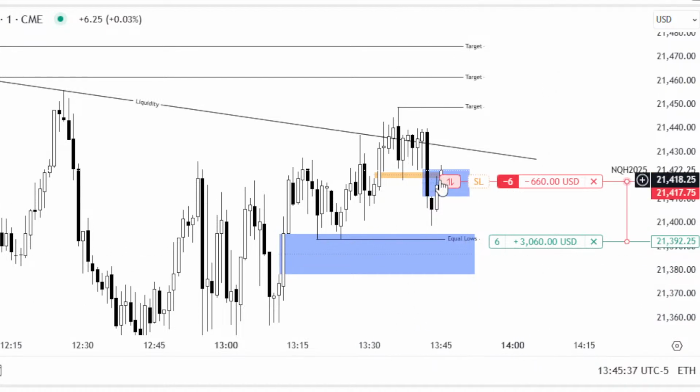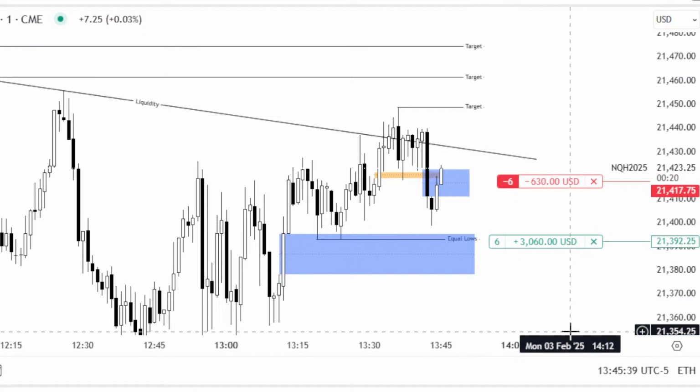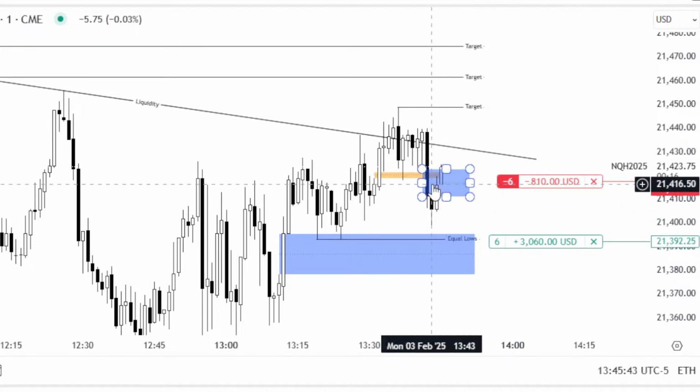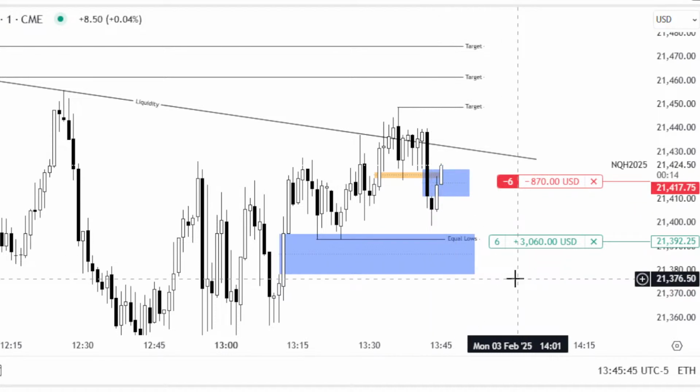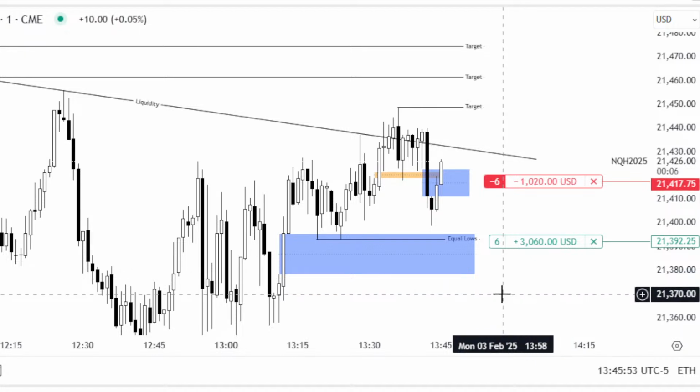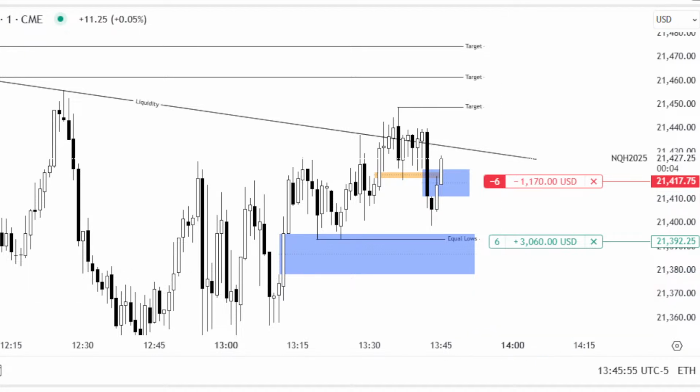Close above there, I'll probably just collapse the trade. I want to see a pin close below this 50% of this blue block. Would be ideal for me. Otherwise, not liking what it does now.